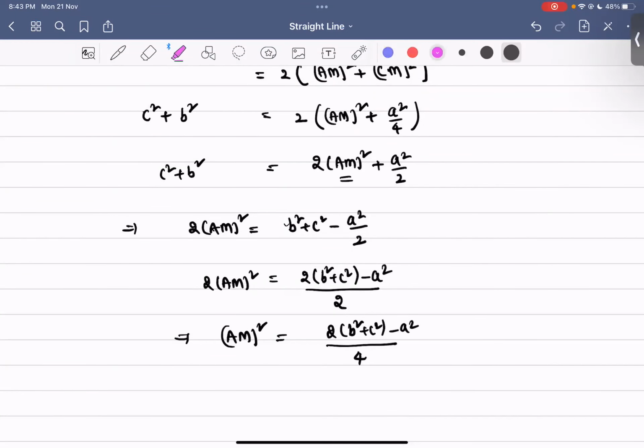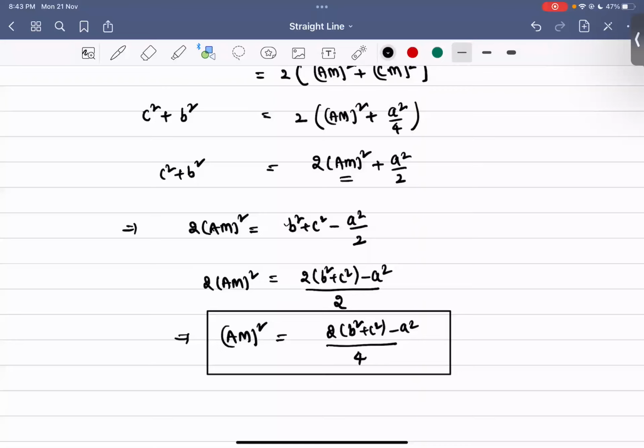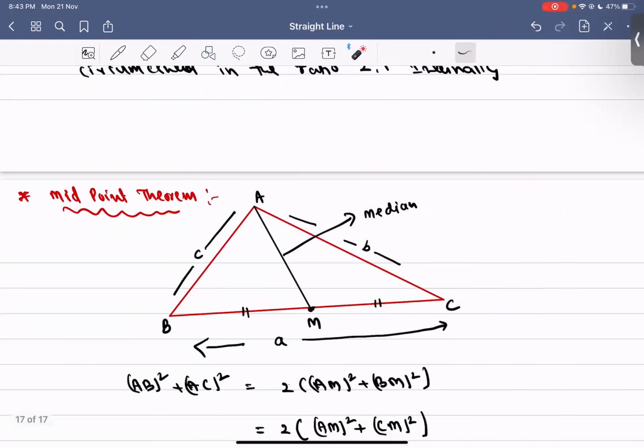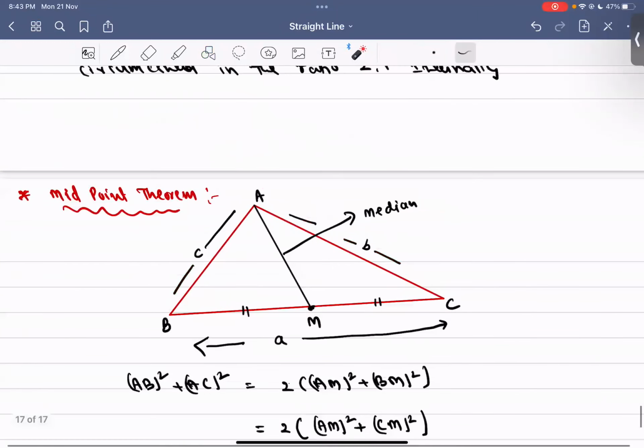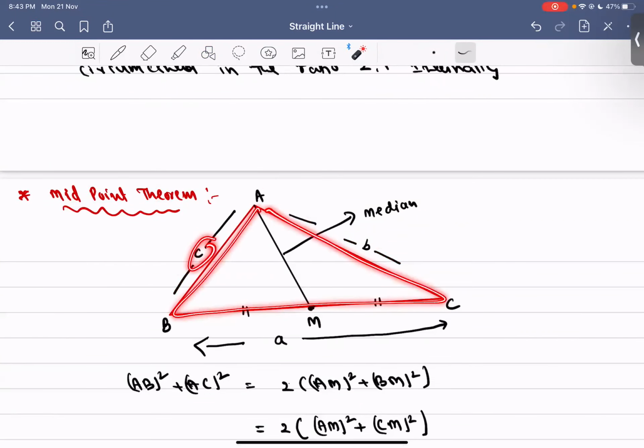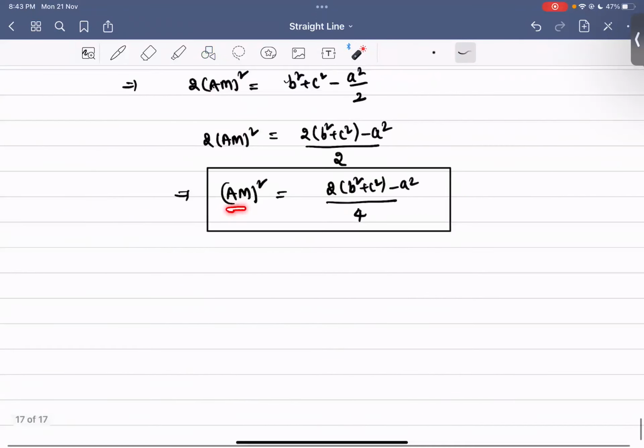So what is this here? AM is nothing but the length of the median from the vertex A to this BC. This median length can be calculated in terms of a, b, c. It means if you know the lengths of the sides of the triangle ABC, we can find the median length. Yes or no? Here AM square is equal to this one. So median is equal to what? So we'll do this one.